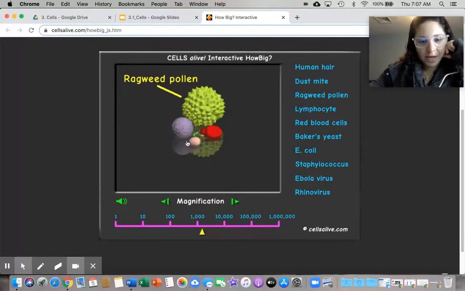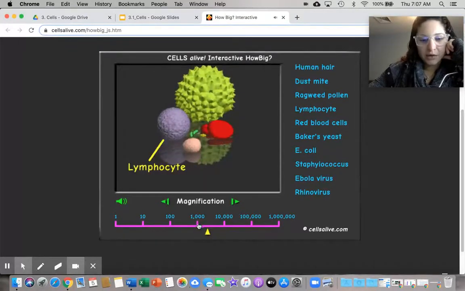Now, let's zoom in a little bit more. I should mention we're just over 1,000 times magnification now, so these things are really itty bitty tiny. But let's zoom into a lymphocyte. So we moved in just a little bit more. We're between 1,000 and 10,000 times magnification. I'd put us right around a 3 or 4,000. But this is a lymphocyte. This is a type of white blood cell that's part of your immune system.